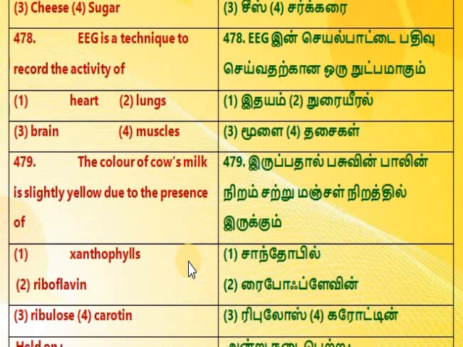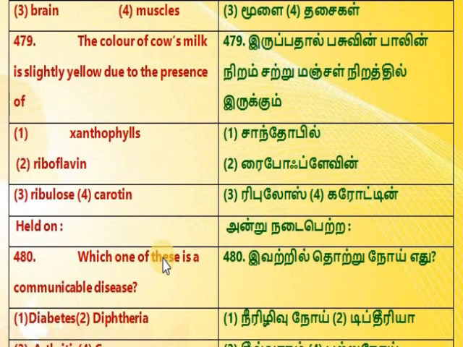478. EEG is a technique to record the activity of: 1. Heart. 2. Lungs. 3. Brain. 4. Muscles. 479. The color of cow's milk is slightly yellow due to the presence of: 1. Xanthophylls. 2. Riboflavin. 3. Ribulose. 4. Carotene.